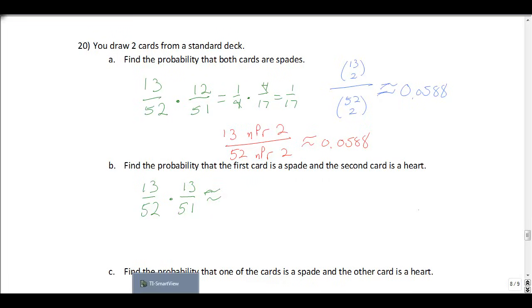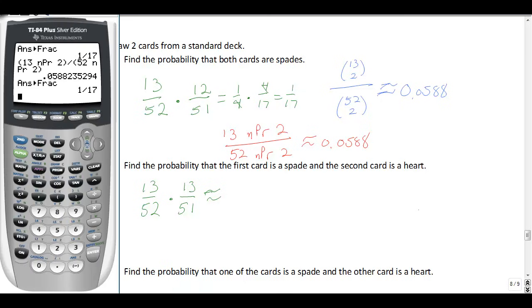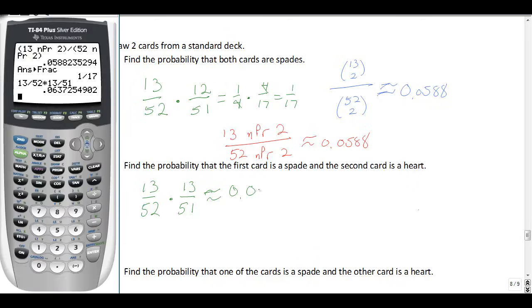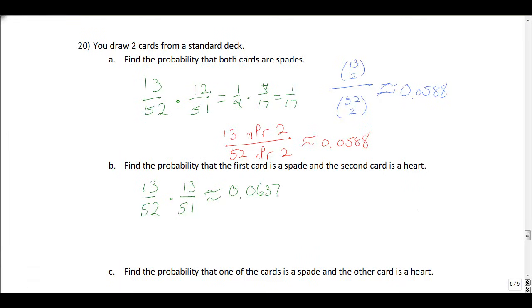I could try and convert that to a decimal, or to a fraction. Simplified, 13 out of 52, that's really 1 out of 4 here. 13 divided by 51, I'm going to get 0.0637? Yep, 0.0637.